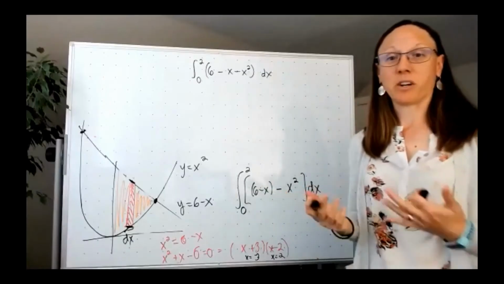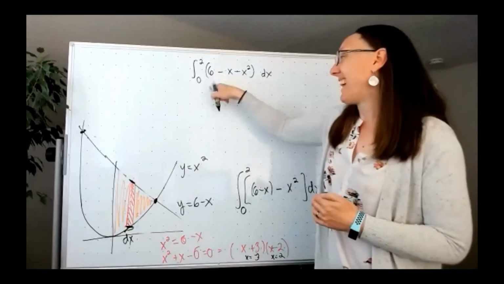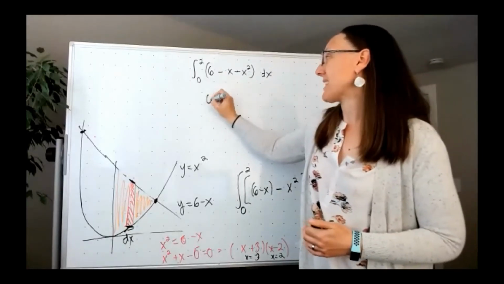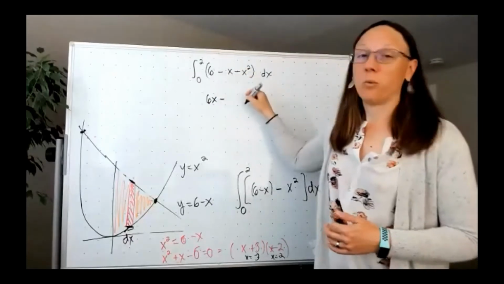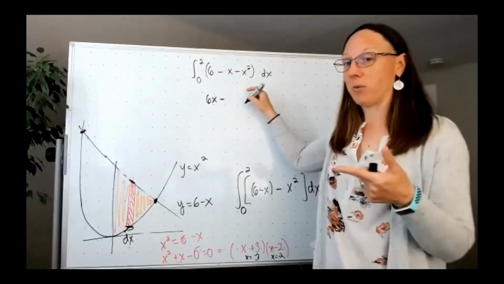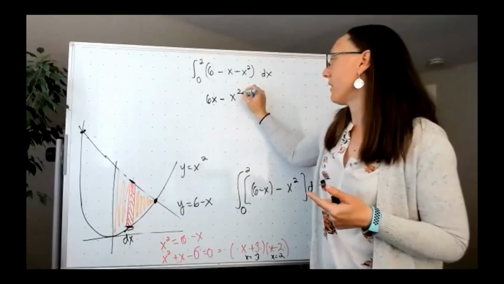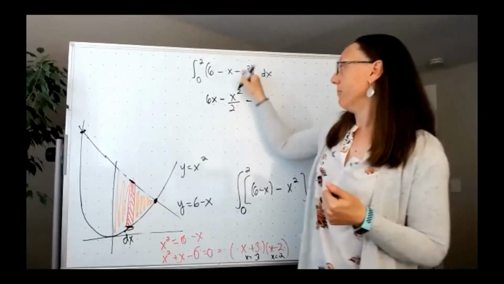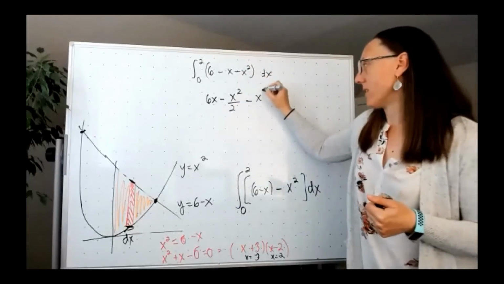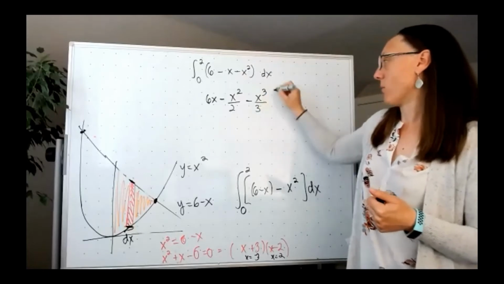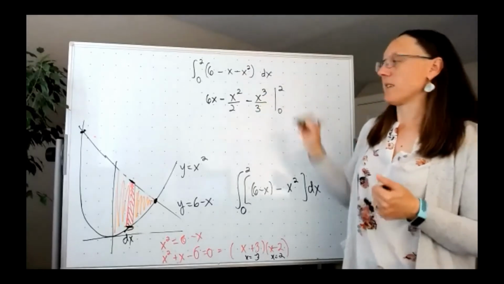So the first step here is we're going to find the antiderivative. The antiderivative of 6, I'm going to get 6x. And then when we find the antiderivative of x, we'll add 1 to that exponent and get x squared, and then divide by the new exponent. On the x squared, we'll add 1 to the exponent and divide by the new exponent. And that whole thing is going from 0 to 2.